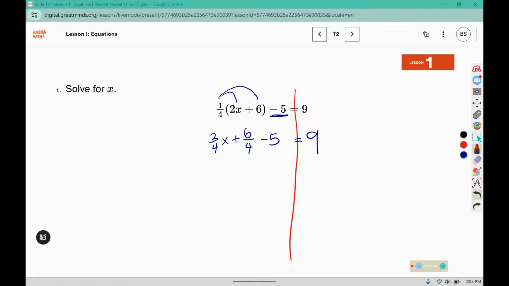Now we can combine like terms. 6/4 is the same as 3/2, or 1.5. So if I had 1.5 and I took 5 away, or reduced it by 5, that would give me -3.5. 2/4 can be rewritten as 1/2.